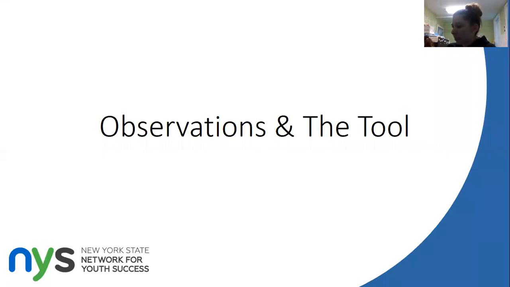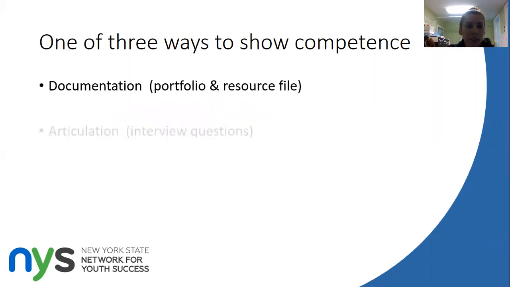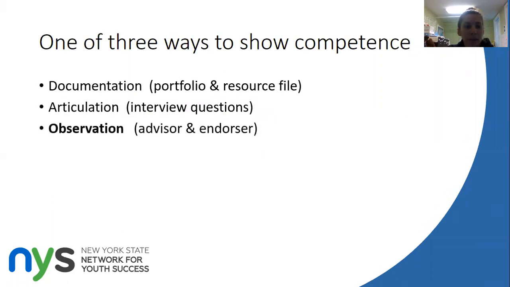Good morning. Today we're going to talk about observations and using the credential tool. In the credential process, we have three ways to show competence. Using the tool is going to be one of them.